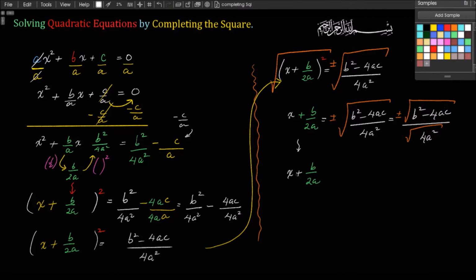On this side, I'm just going to rewrite x plus b over 2a, and here I'll have plus or minus square root of b squared minus 4ac over, see, this radical simplifies. The square root of 4 is just 2, and a squared will come out as a. So this radical simplifies to 2a. And then I subtract b over 2a from both sides like this.